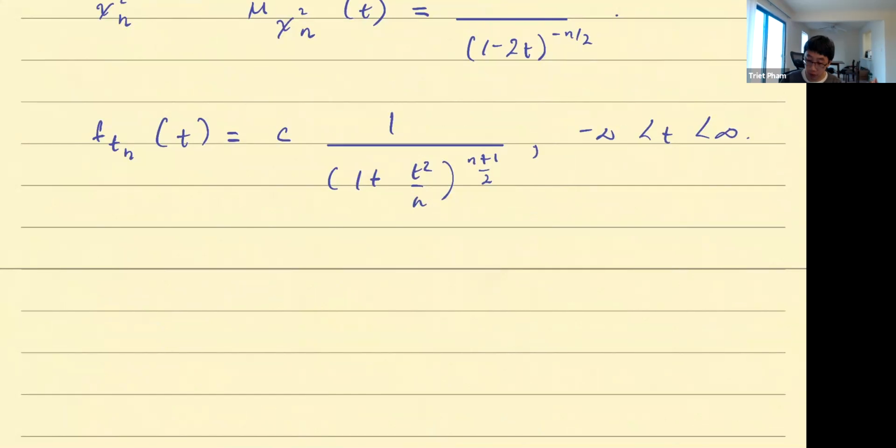Okay, why did we do this? We did this to show the fat tail property of the T distribution. Well, what does fat tail mean? Fat tails means that we want to say that this is bigger than the standard normal. So compare with the normal.